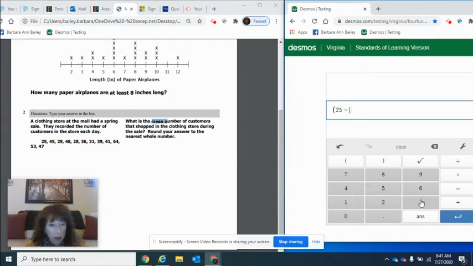So I've got 25 plus 45 plus 29 plus 48 plus 28 plus 36 plus 31 plus 39 plus 41 plus 64 plus 53 plus 47. And I'm going to close my parentheses now.